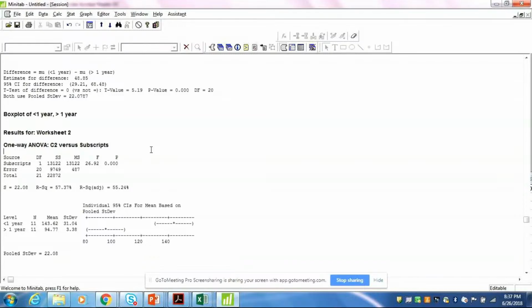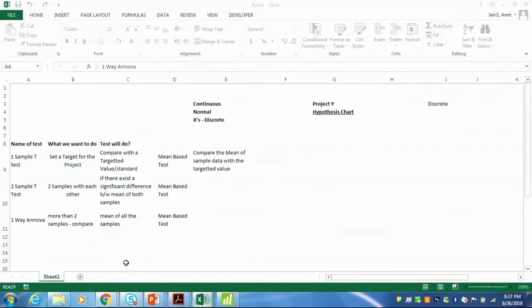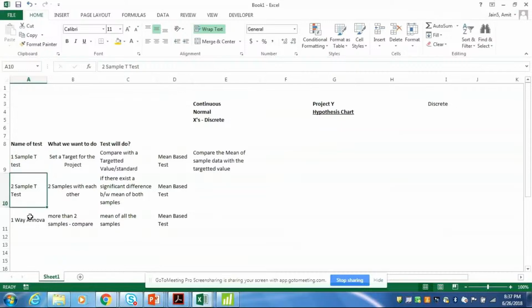Okay. So what we did is we did 3 tests. We looked at 1 sample T, 2 sample T, and 1 way ANOVA. 1 sample T when we wanted to compare the sample with the targeted value, 2 sample when we wanted to compare 2 samples with each other, and 1 way ANOVA when there were more than 2 samples. So in your project that you did, there were 12 locations. If you wanted to compare the average handling time of all the 12 locations, which test would you use out of these 3? One way ANOVA.